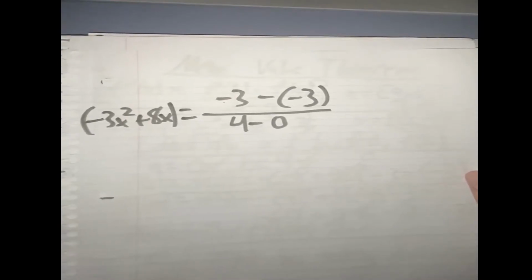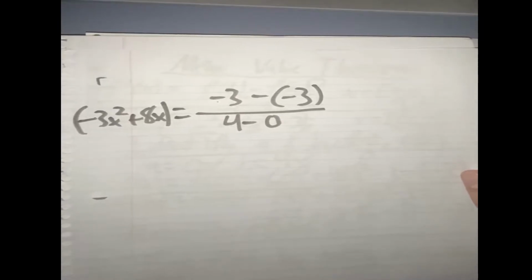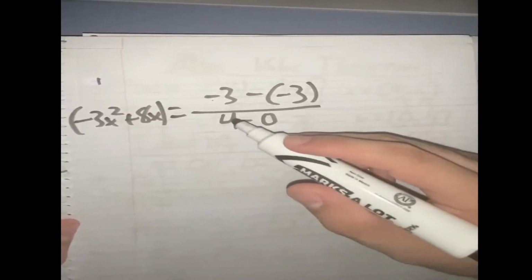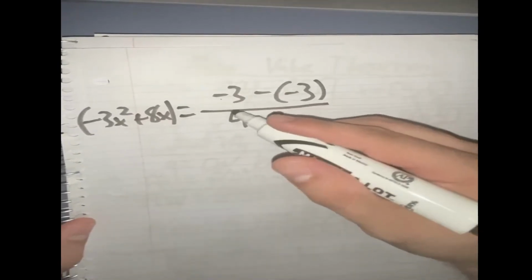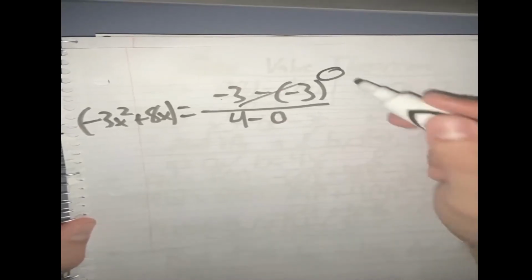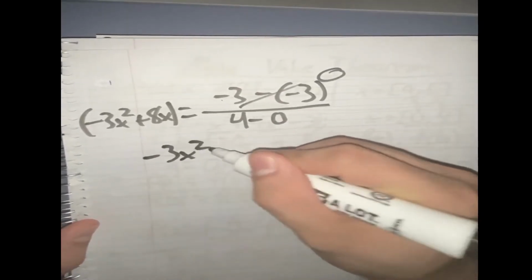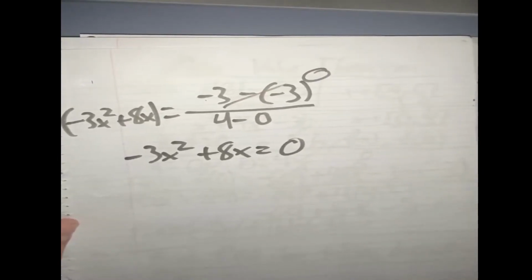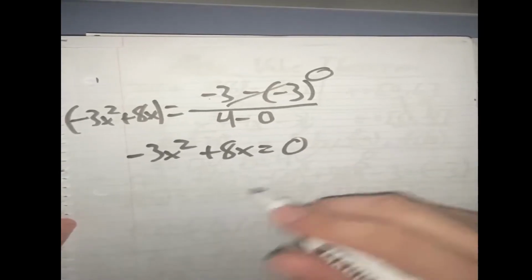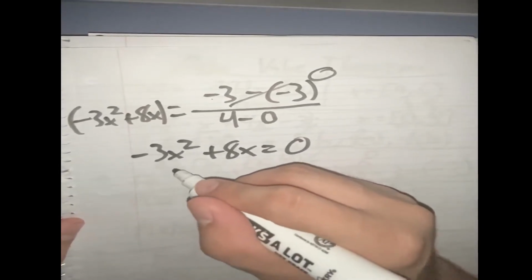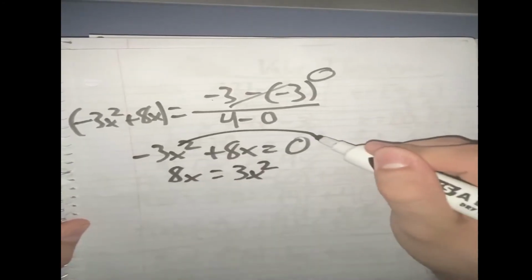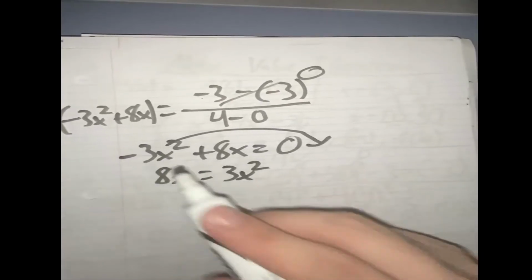So all we simply do now is we're going to solve for x. On the right hand side, minus 3x minus -3x, this zeroes out. So we have -3x squared plus 8x is equal to 0. We're going to solve for x by just doing basic arithmetic. So 8x is equal to 3x squared. I moved this term over here and I changed the sign.